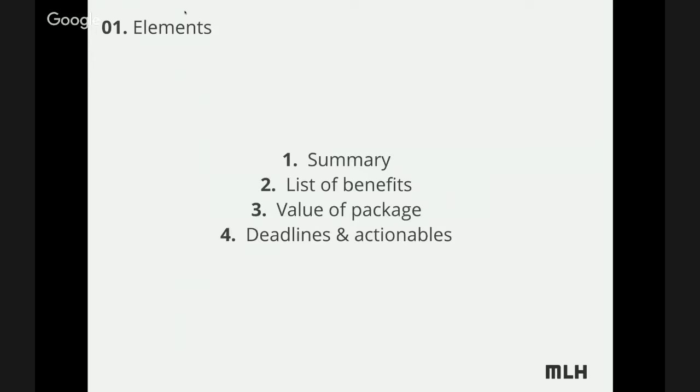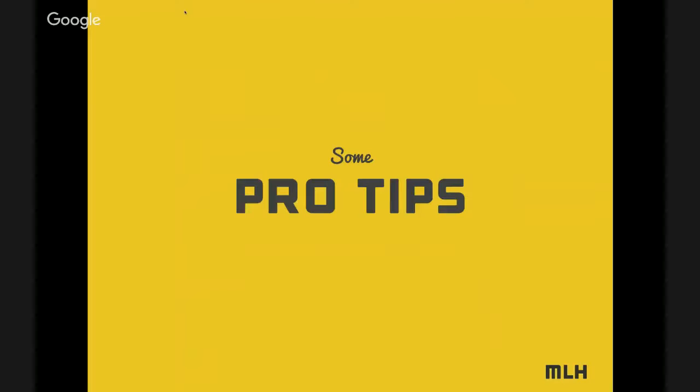And then number 4 is a list of deadlines and actionables. Here you would include information like payment deadline, deadlines for them submitting their logo for t-shirt orders, and deadlines for when the sponsor should ship swag to the event, because usually sponsors like to ship swag ahead of time. So those are some things you can include on there.